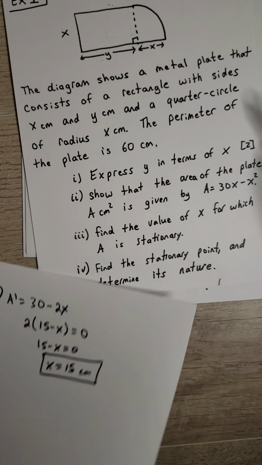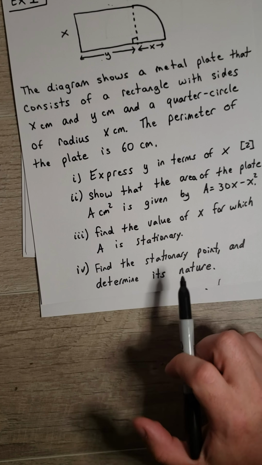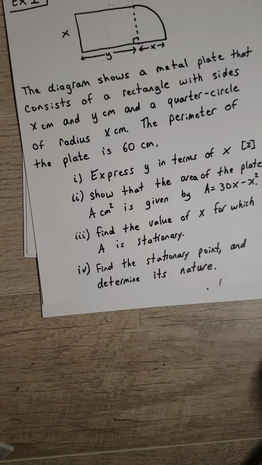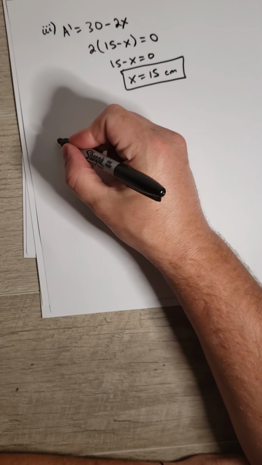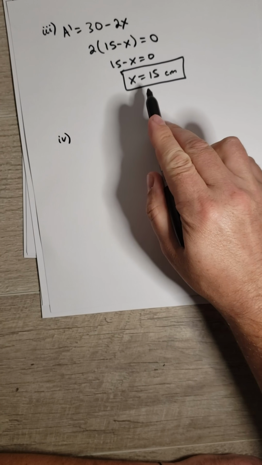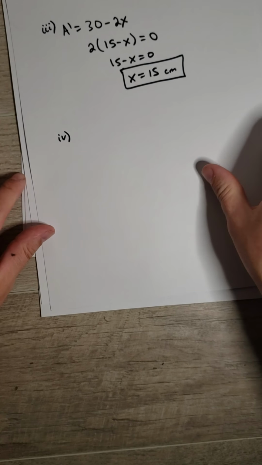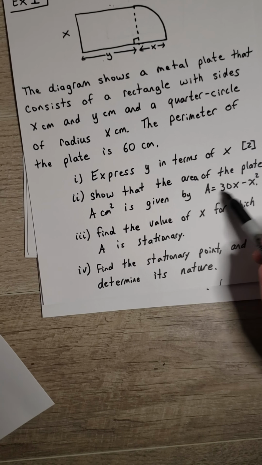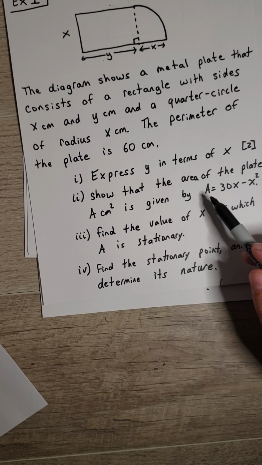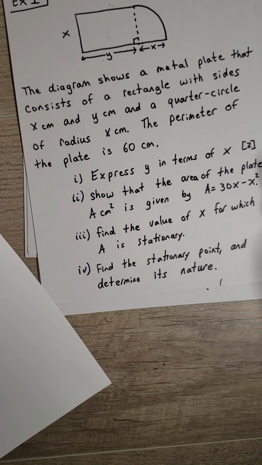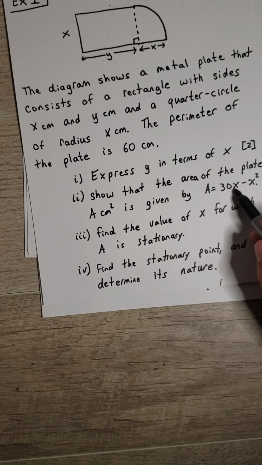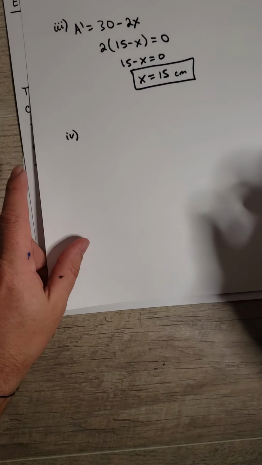Now, part 4, find the stationary point. So that means we've got to find the y value associated with that. And then let's determine its nature. So if we have x, how do we get y? We plug that back into our original equation, not the derivative. Because we used this to take the derivative of, I'm going to use A in order to find my A in this case. So for x, I'm just going to plug in 15. So 30 times 15 minus 15 squared.